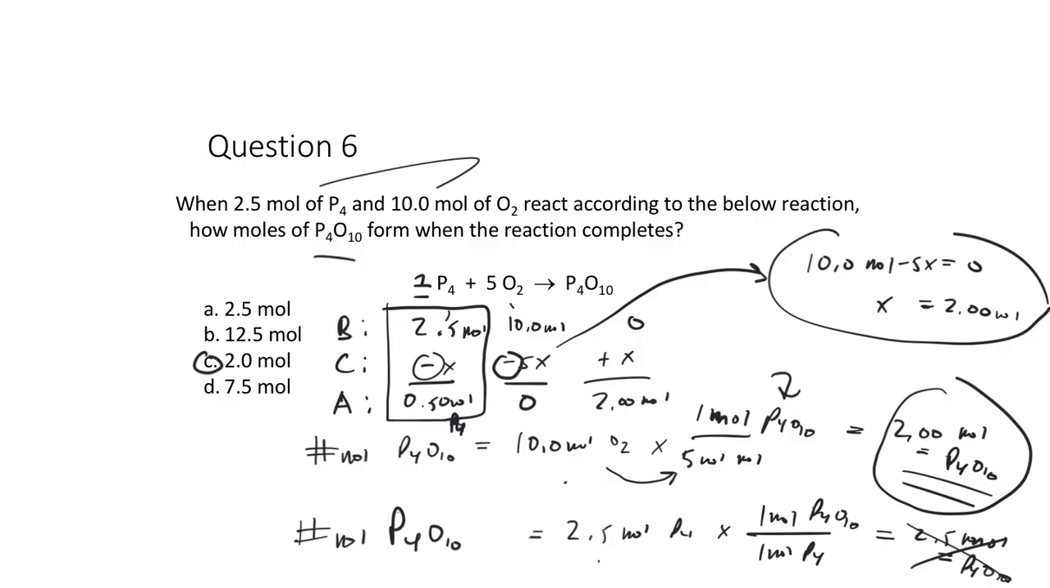So you can think through these problems with a BCA chart. You can think through them with dimensional analysis. Usually the dimensional analysis math is what most students choose to do to solve a problem like this, on a test or quiz or on homework.